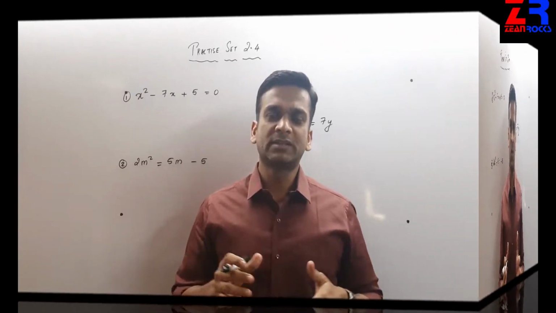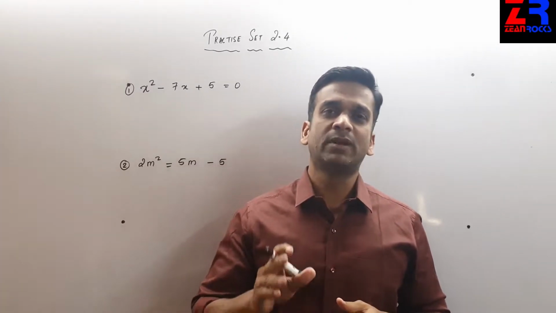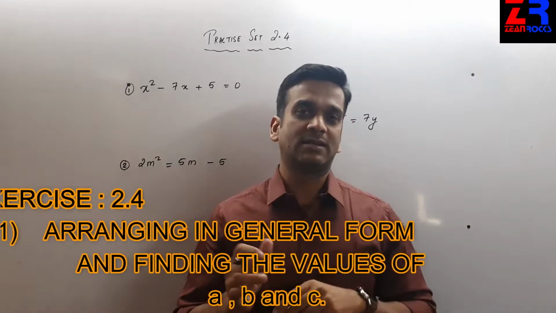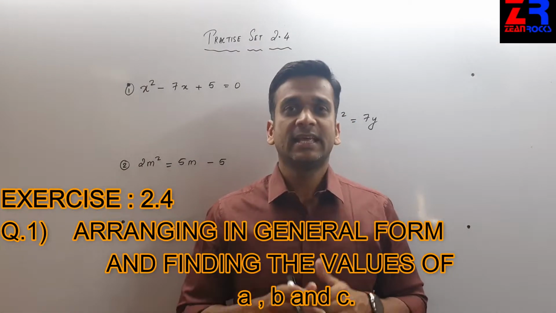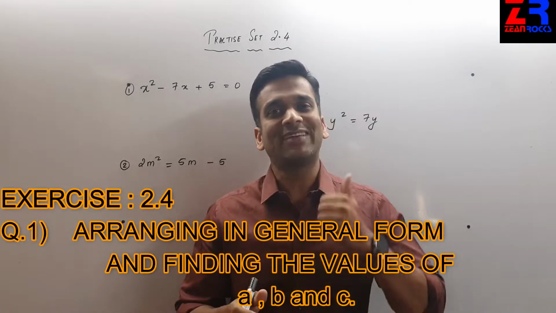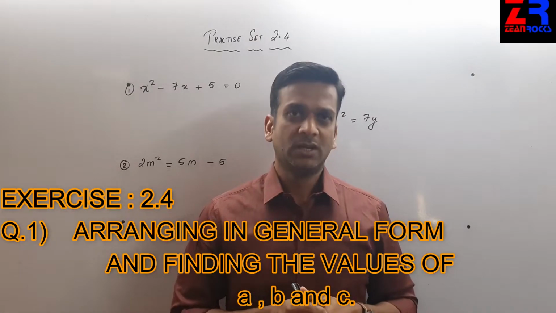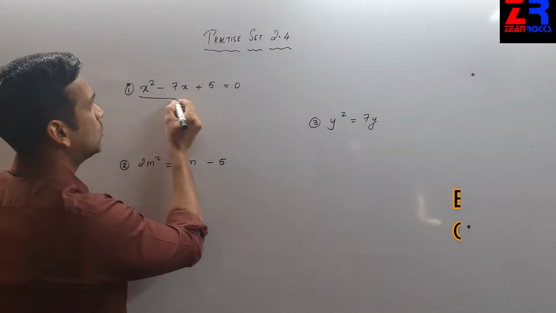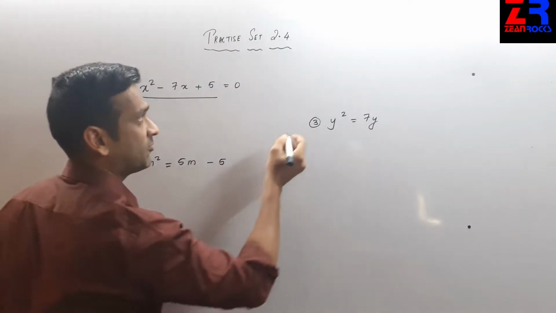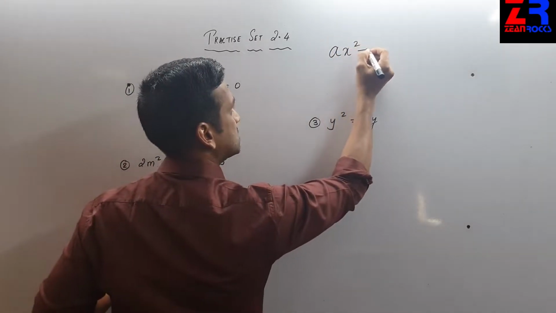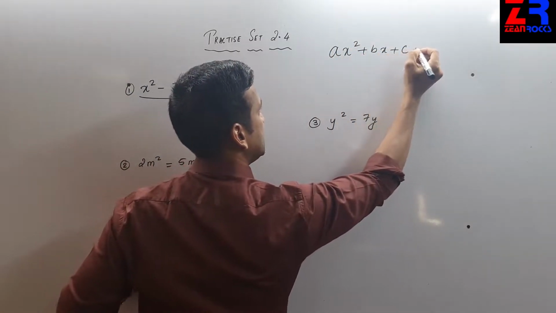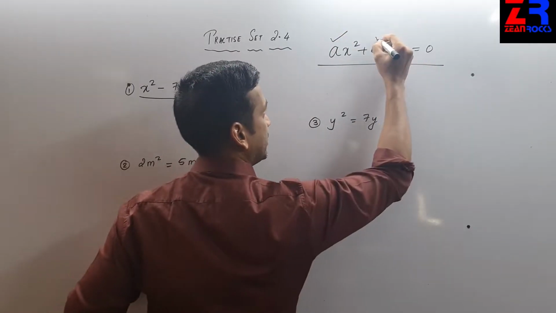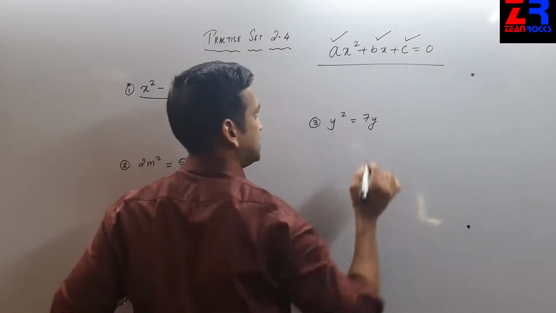The formula method is given in exercise number 2.4. Exercise 2.4 is divided into two parts. The first part says calculating the values of A, B and C. Now you have to convert the question in the form of ax square plus bx plus c is equal to 0. Then find out the value of A, then the value of B, and then C.